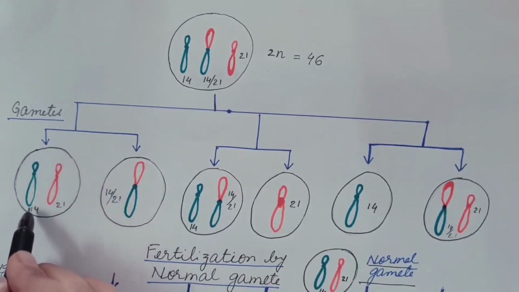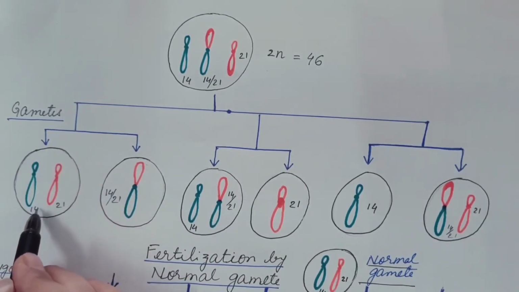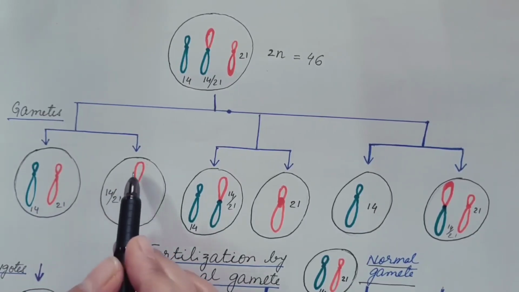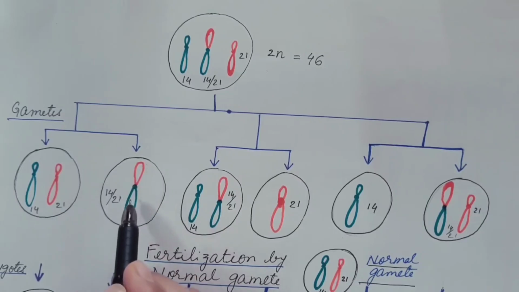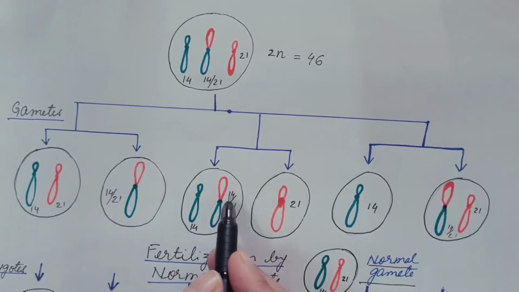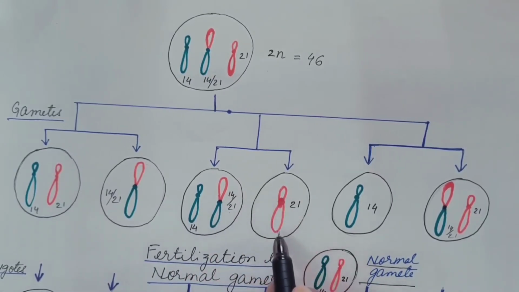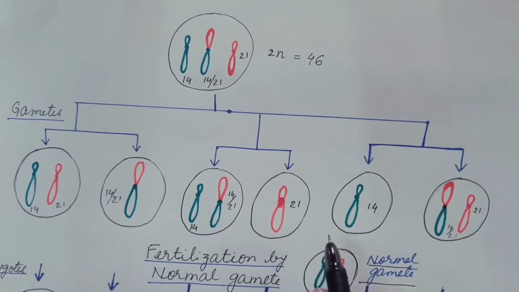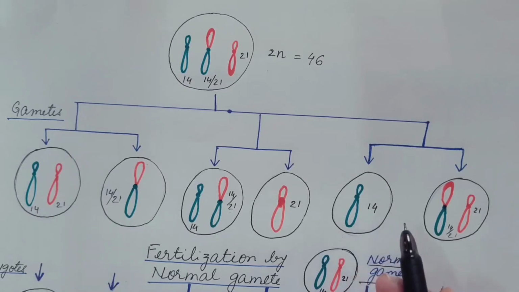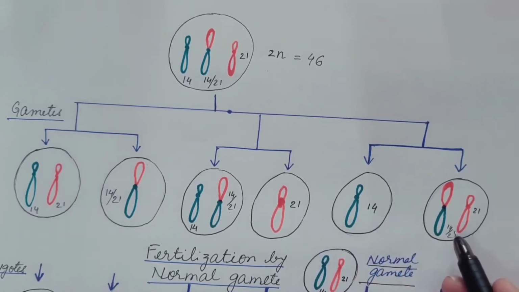This is the normal gamete with one copy of each chromosome number 14 and 21. This gamete has 14 by 21, chromosome number 14 and 21, which shows the Robertsonian translocation. Here one copy of the normal 14 chromosome is present plus 14 by 21. Here one copy of 21 chromosome is present. Chromosome number 14 is missing. Here one copy of chromosome number 14 is present. Chromosome number 21 is missing. Here, if you see, one copy of the normal chromosome number 21 is present and one 14 by 21 chromosome is present.